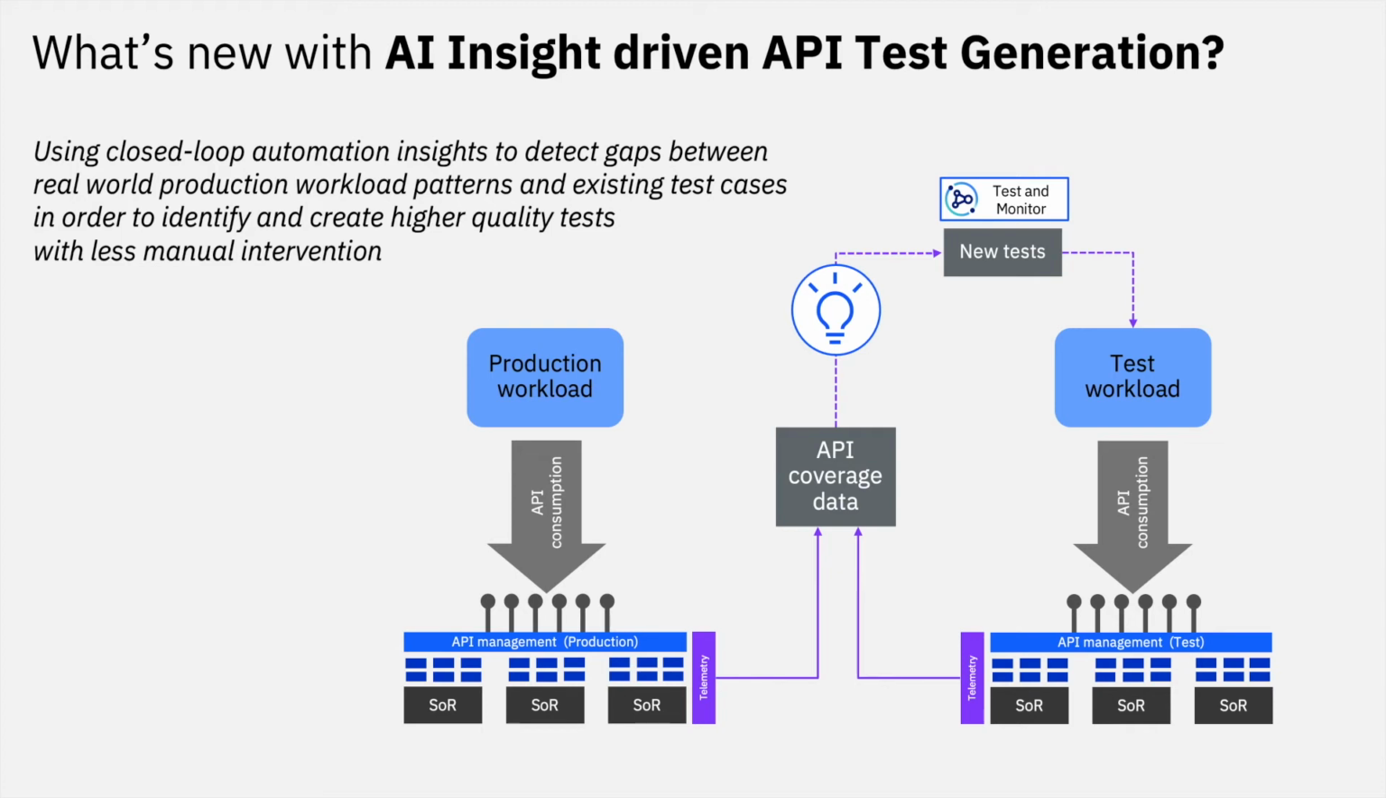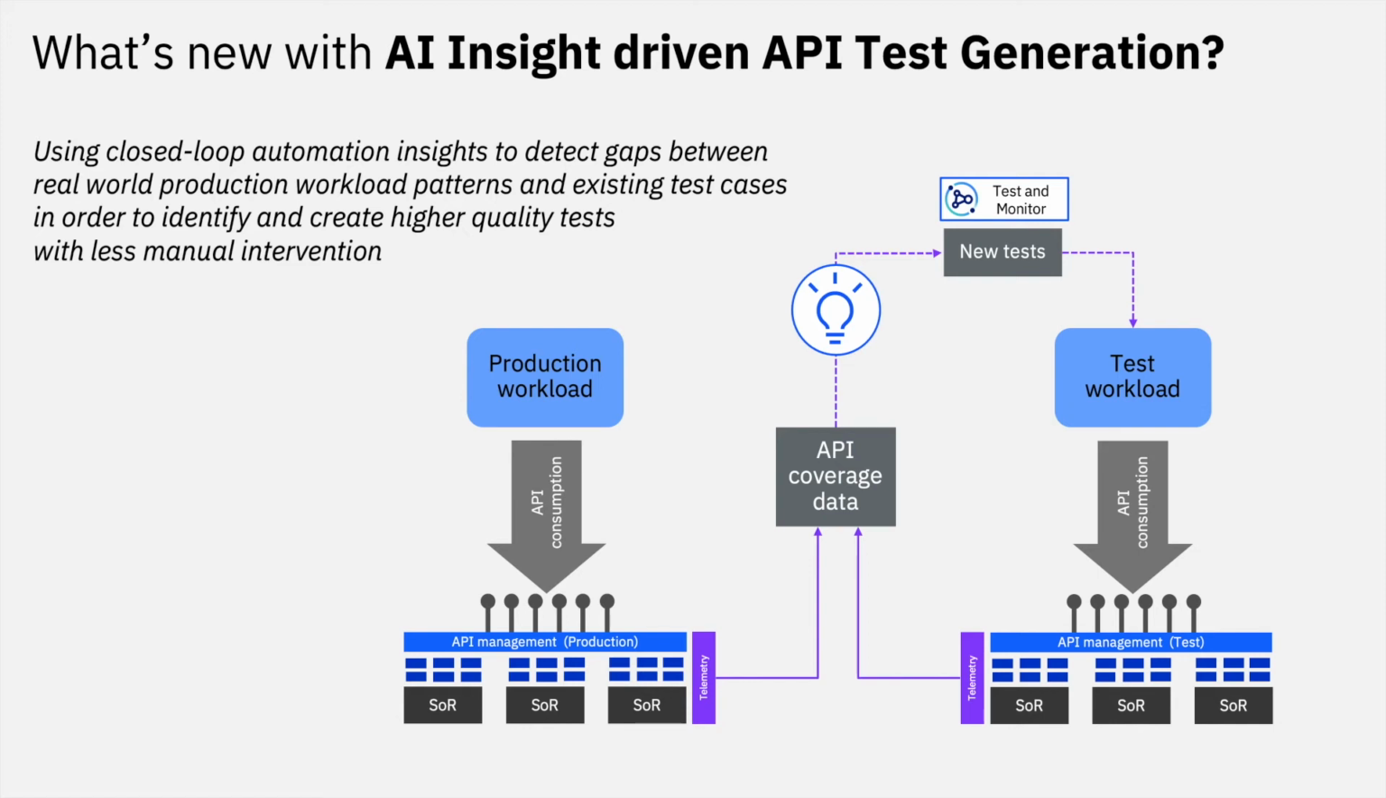Testing the network of interactions between components is time-consuming and difficult, but we think it's an area that's ripe for automation, by which we mean the ability for the computer to intelligently carry out much of the hard work so that the human developer can focus their time on the higher value tasks. So with the AI Insight-driven API test generation feature, we're using closed-loop automation insight to detect gaps between real-world production workload patterns and existing test cases in order to identify and create higher quality tests with less manual intervention.